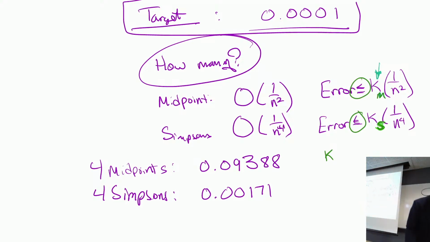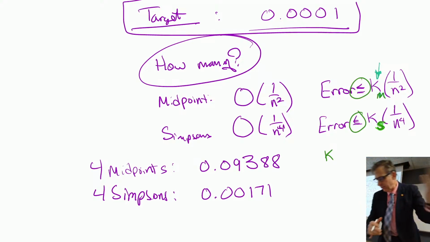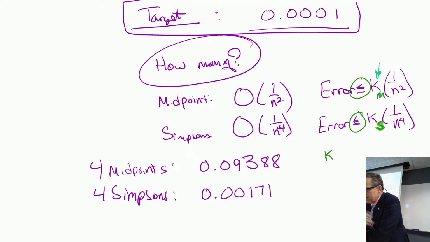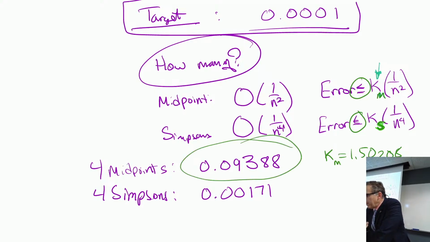So what did you get for your K for these? Rachel, did you get either of those Ks? All right, what did you get? That's the midpoint, isn't it? Good. Very nice. So I'm guessing that you took the error that we had here and multiplied it by 4 squared, which makes sense because the error after 4 midpoints should be approximately 1 over 4 squared times this, whatever this is.